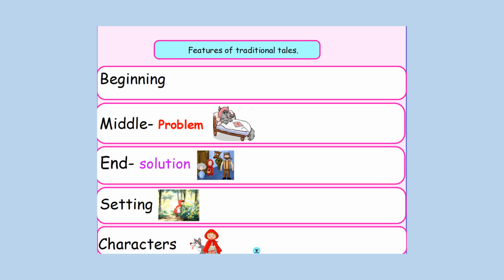So we know that traditional tales, fairy tales, have a beginning here. They have a middle, which is where the problem is, and then they have an ending, which is the solution. That's where the problem is fixed. They have a setting, so where the story takes place, and they also have characters. So when we're writing our own story, we need to make sure that it follows this structure. It has a beginning, middle, end, a setting, and characters.